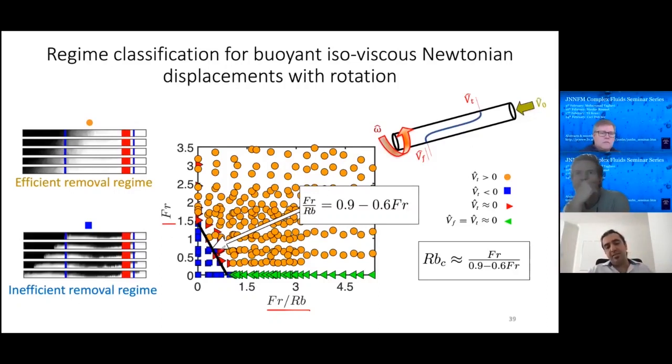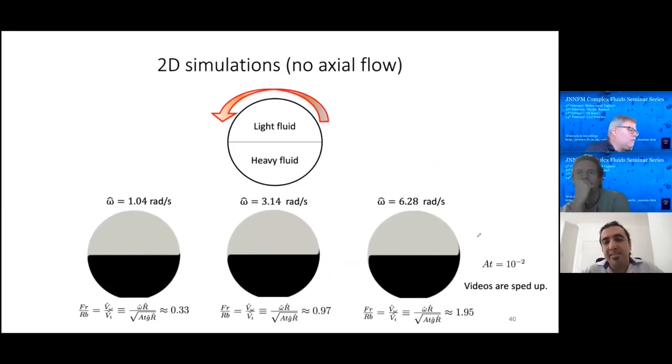that is given here can delineate the transition between the inefficient removal regime and the efficient removal regime, which is most of the data. And using this relation, we can find a critical Rossby number that governs the transition between inefficient and efficient displacement flow regimes. So these were my results for the displacement flow.